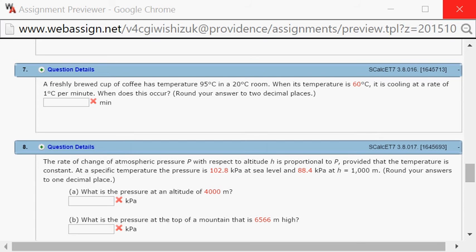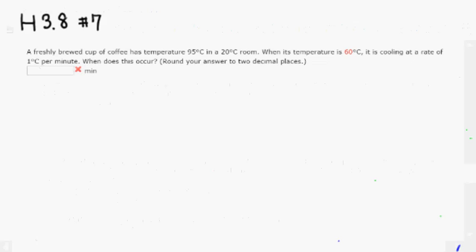All right, let's look at homework 3.8, problem number 7. This is the Newton's law of cooling problem. We have a cup of coffee, and its temperature is initially 95 degrees Celsius, which means that the initial temperature, T sub 0, is equal to 95.